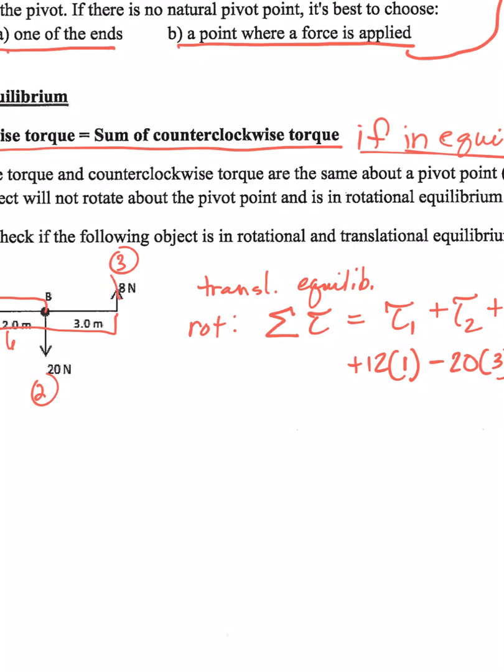Counterclockwise, right? It's going to make it go that way, won't it? So this is positive. So we have 12 here minus 60 plus 48. So you tell me, all of those add up to what? 0. 0 newton meters, doesn't it? So is this in translational equilibrium, or rotational equilibrium, excuse me? Yes. Since this adds up to 0, since the sum of the torques is 0, it is in equilibrium.